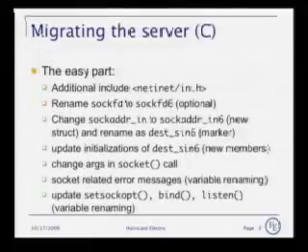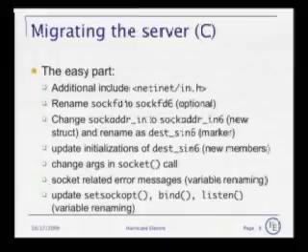So the easy part of migrating the server went pretty straightforward. There's an additional include file that you need for C, which is netinet/in.h. I renamed sockfd to sockfd6 just so that I could use it as a tag for finding things that needed to be updated.